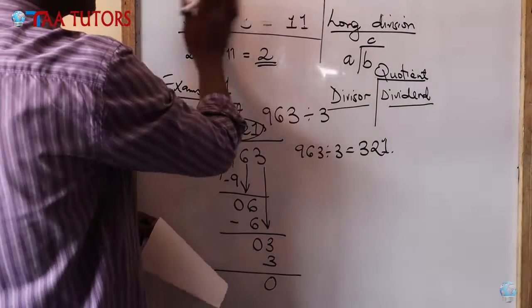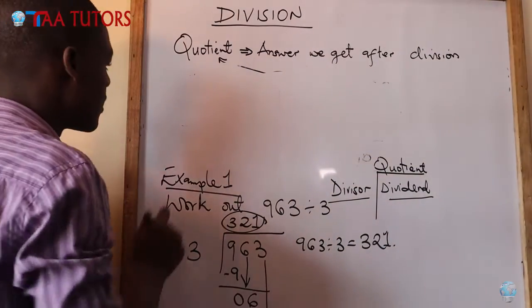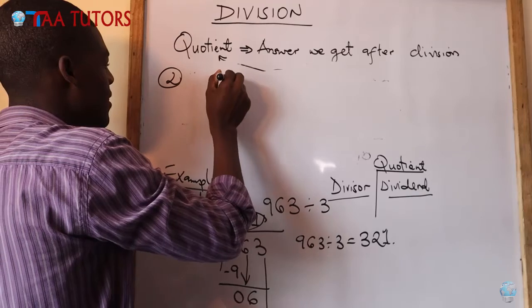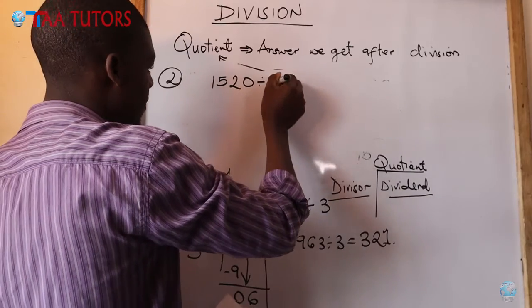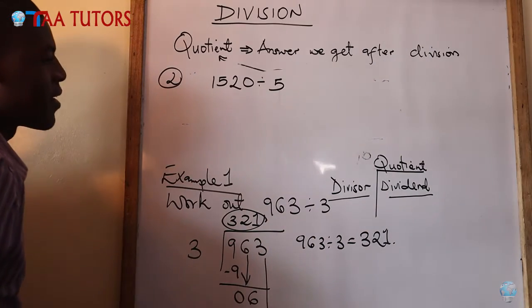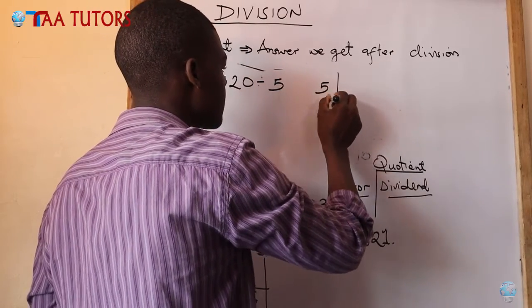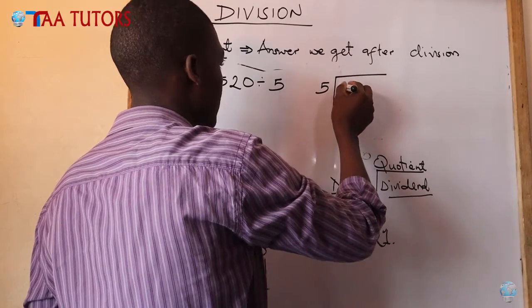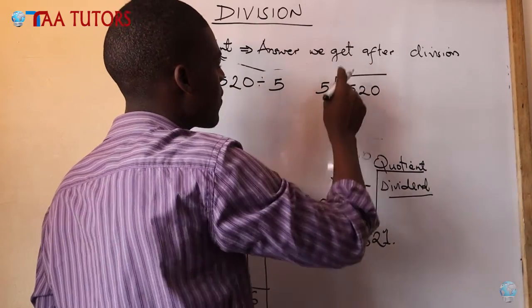Next example. We have 1520 to be divided by 5. We have 5 as the divisor. Then we have 1520 as the dividend. Now we need a quotient.